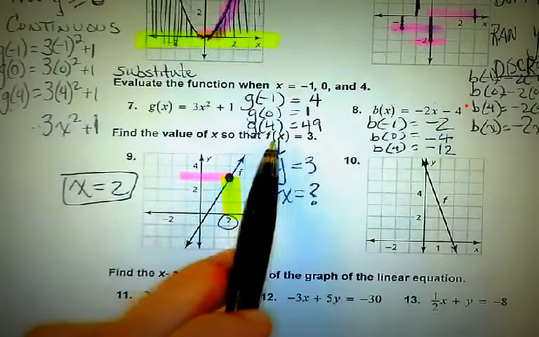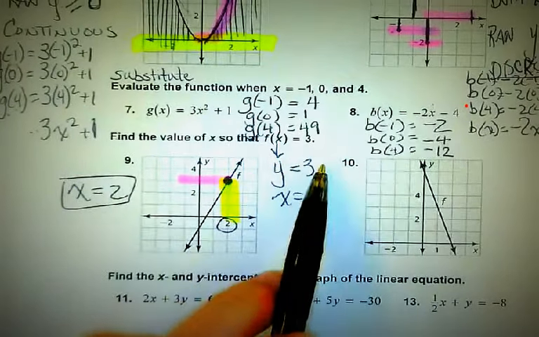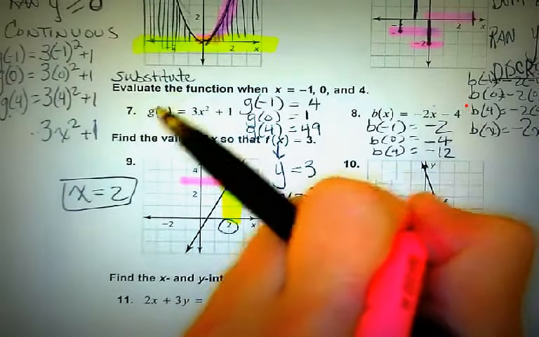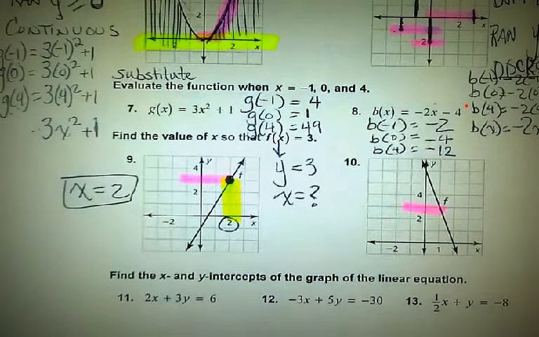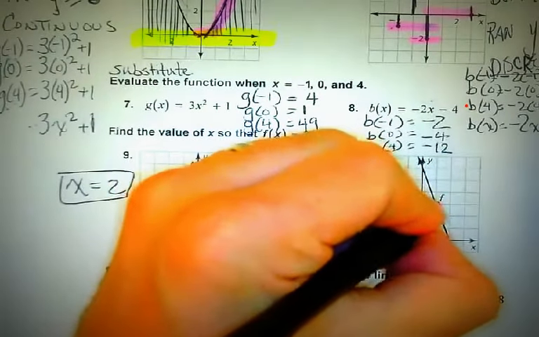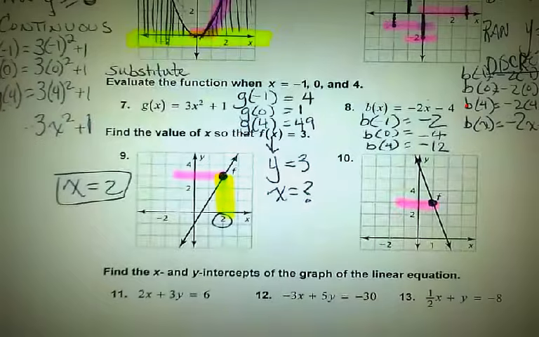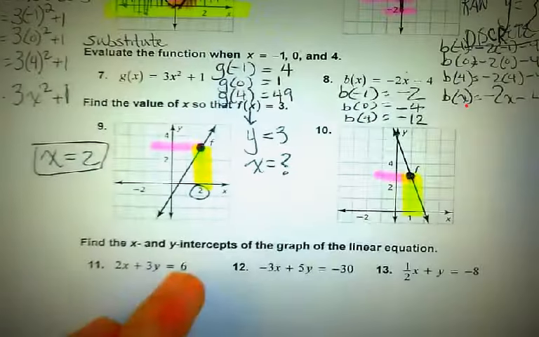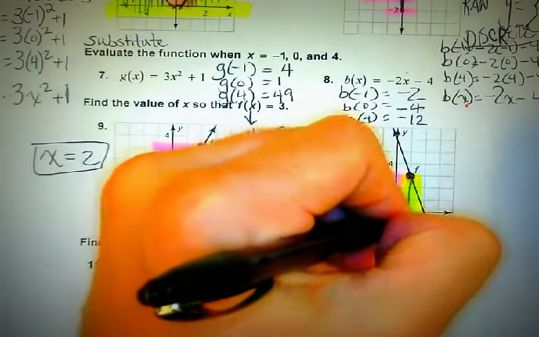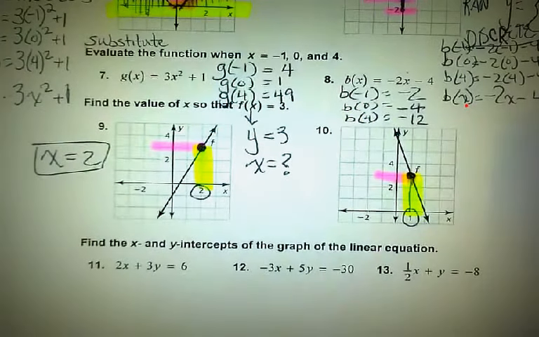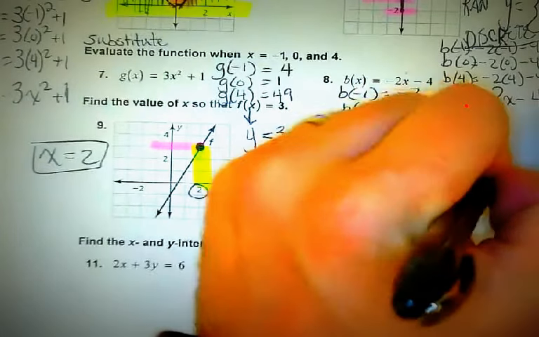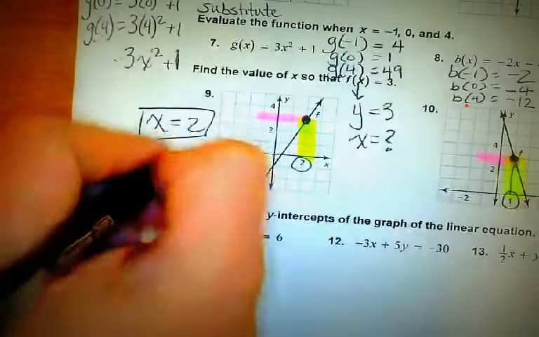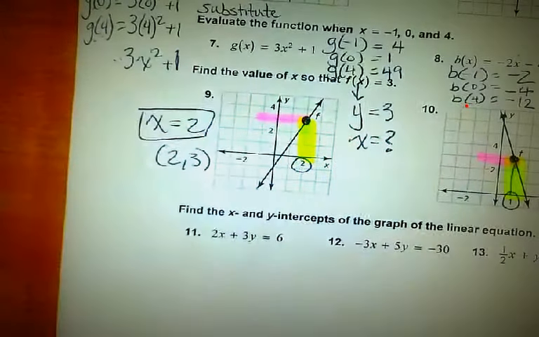On the next one, again, they're saying that y equals 3. So we're going to go out to where y equals 3, and we're going to hit our graph. Put a little dot when you hit the graph. It goes straight down to the x-axis. The x-axis drops out at 1. So we're going to say that x equals 1. Great.